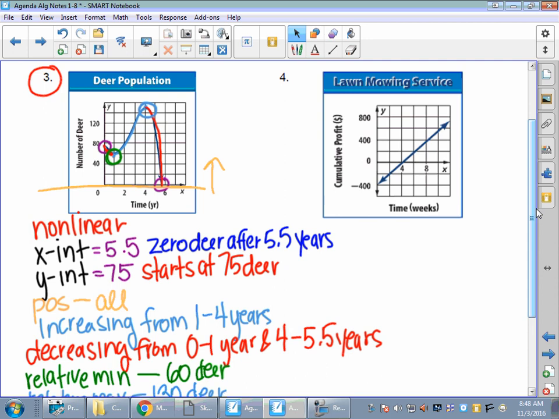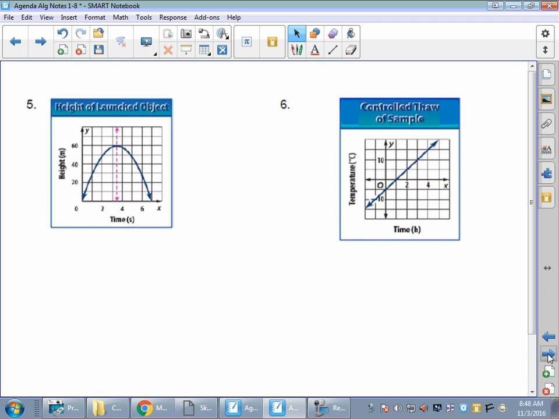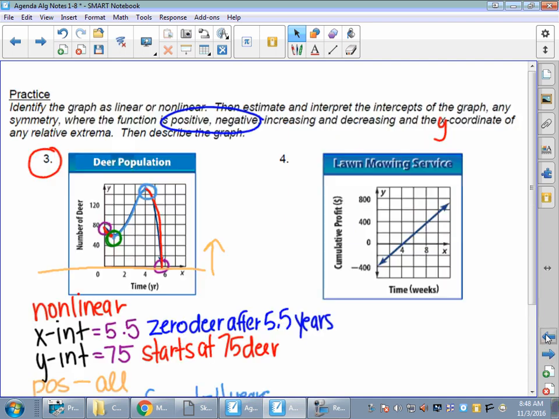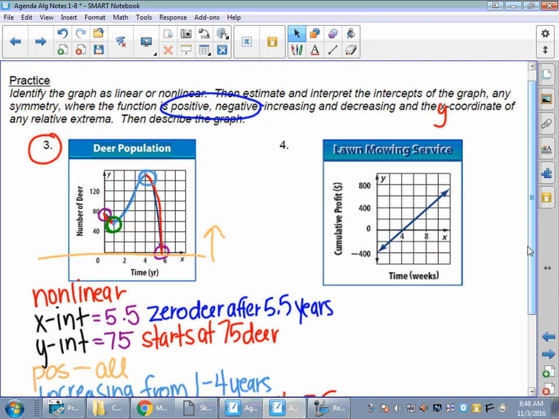Do we need to talk through another one, or maybe we could just work on some? I've got a lot more examples here for us. Notice practice number 4: is that one linear or nonlinear? That one's linear, right? Here's the thing. I have an x-intercept. I have a y-intercept. Do I have positive and negative?